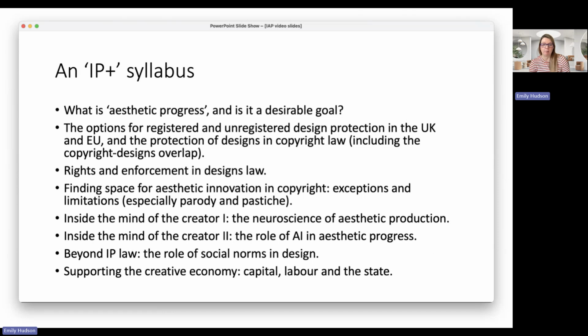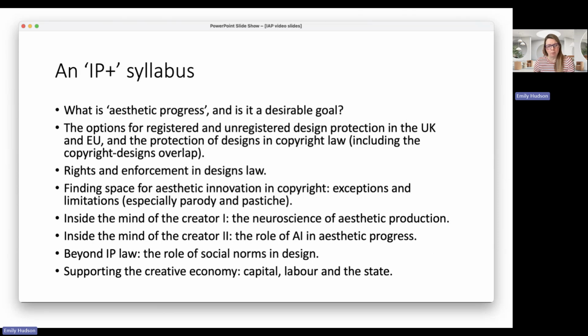We'll look at some of the litigation that's taking place at the moment, which relates in particular to training of generative AI. We'll look at questions of whether AI can be creative. We'll consider AI's impact on the creative economy.